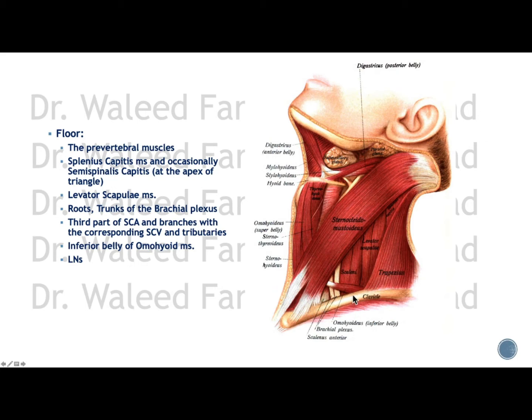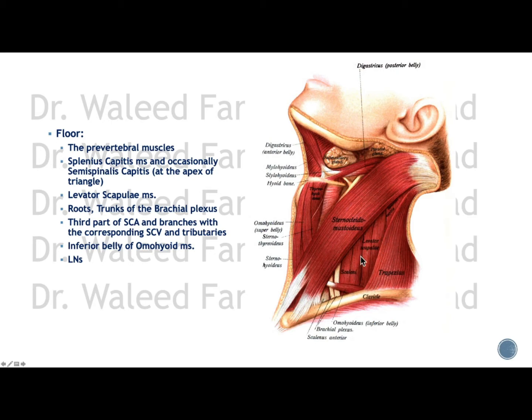What else? Another muscle that has two bellies, omohyoid, superior belly and inferior belly. The inferior belly of omohyoid is a content of the posterior triangle, and some people use it to subdivide the triangle into a supraclavicular part, which has the third part of the subclavian artery, and an occipital part, which has the rest, the muscles and the brachial plexus.